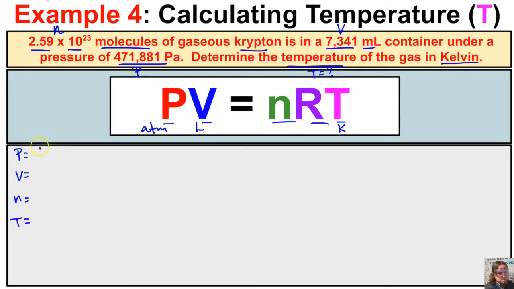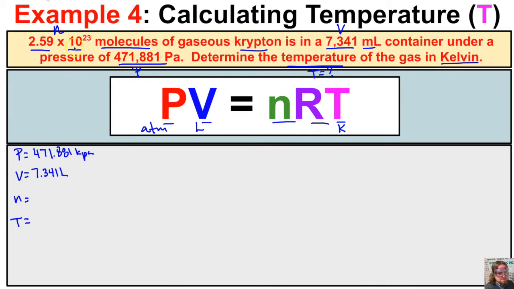So in this problem, we have 471.881 kilopascals. And what did I do there? Well, this is how many pascals it is, so I slid the decimal 3 times to the left, or divided by 1,000, to convert it to kPa, or kilopascals. Our volume is this many milliliters, but we need to convert it to liters, so we need to divide by 1,000 again. Slide the decimal 3 times to the left, and you end up with 7.341 liters.